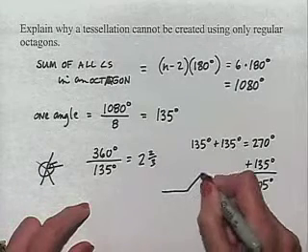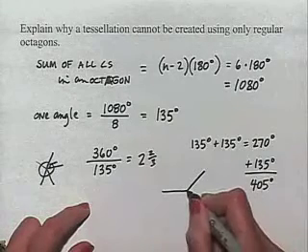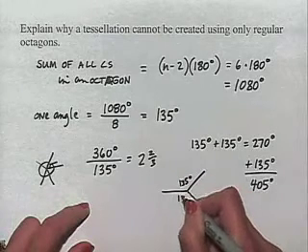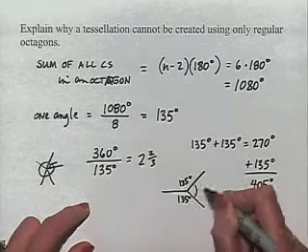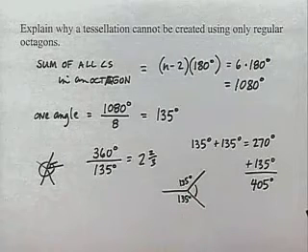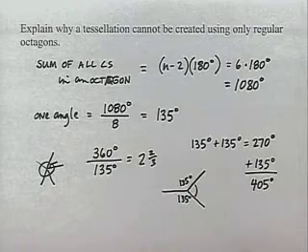Let me kind of quickly sketch that out. That'd be one of them. And then we'd have another one coming in. This would be 135 degrees. This would be another 135 degrees. And then this measure is going to be too small to fit another octagon in. And so for that reason, we're not going to be able to create a tessellation.